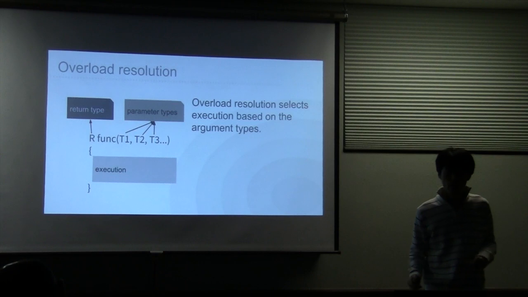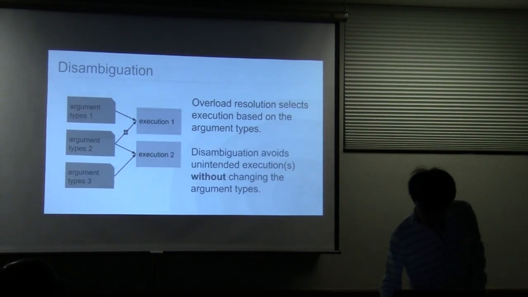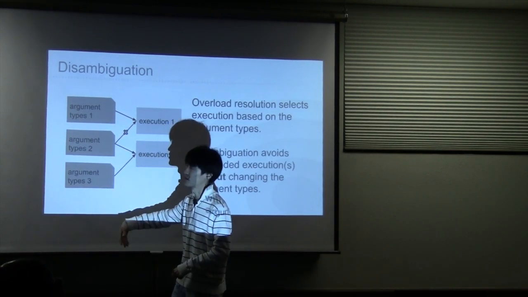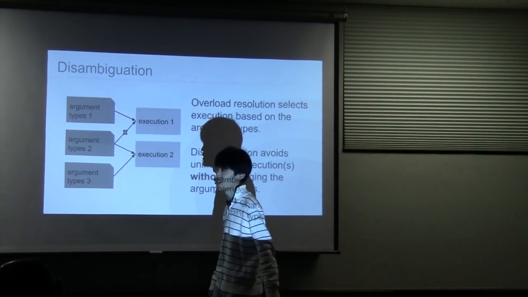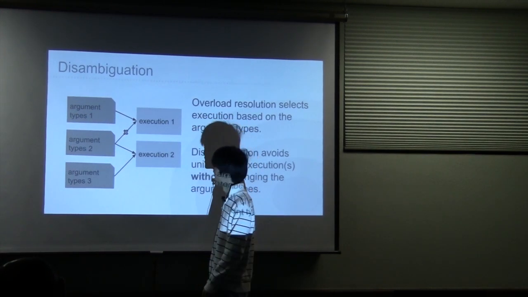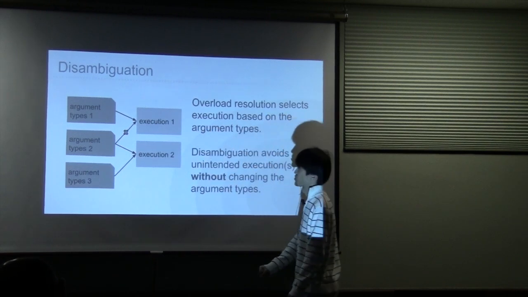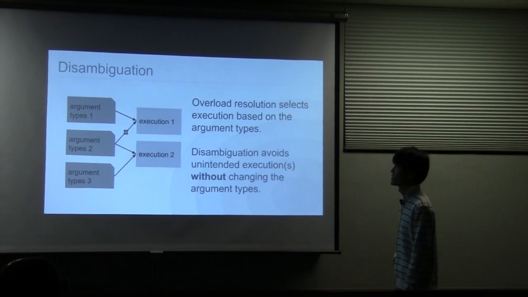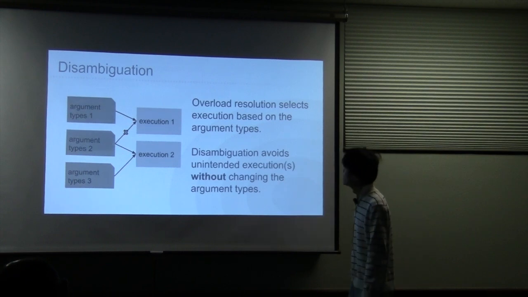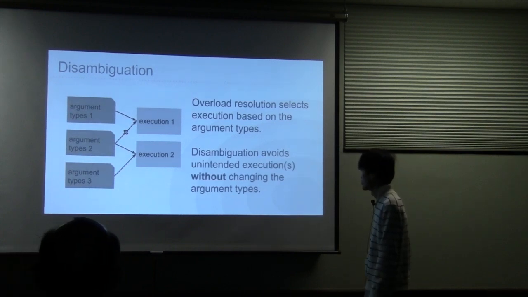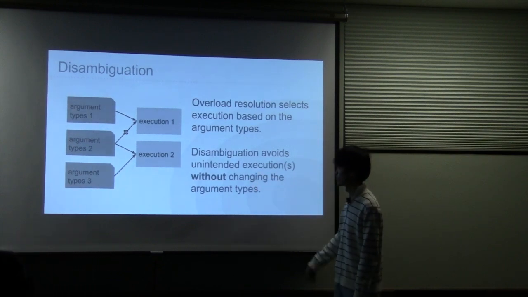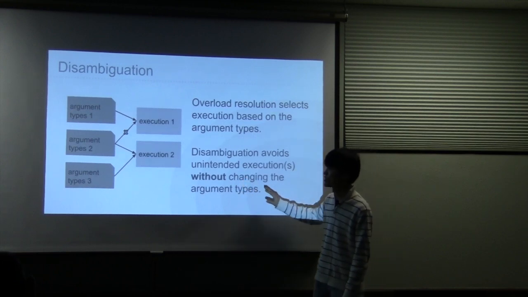Okay. So that's what overload resolution looks like, right? We have multiple argument types, and we select an execution, and we like what we have seen. Sometimes the language gets it wrong, not because the language is wrong, but because it has a different thought from what we understand. So what is disambiguation? Disambiguation is very simple. You avoid unintended executions without changing the argument types.